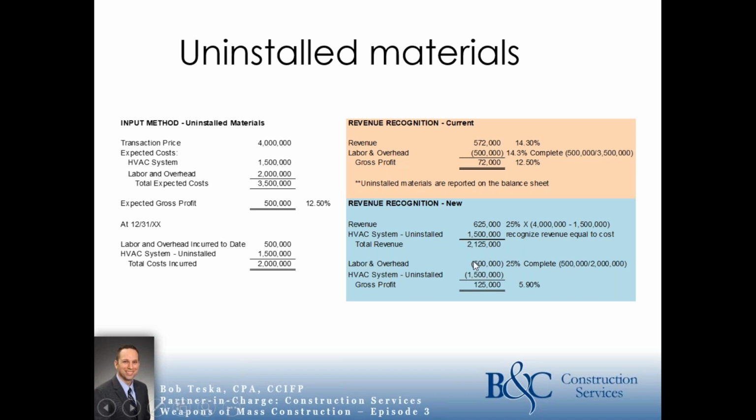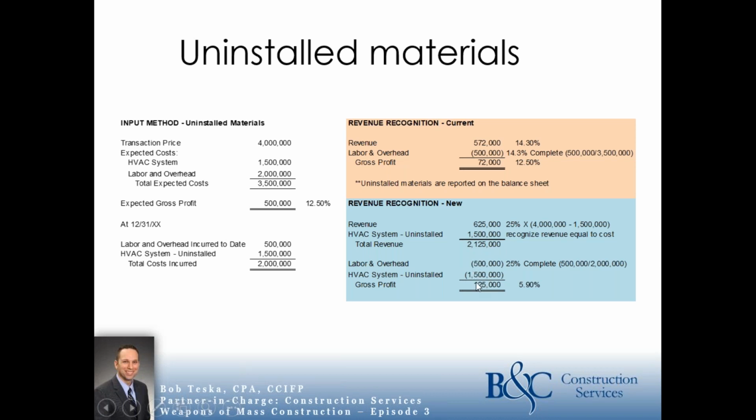Your costs are going to be the $500,000 of overhead, and then you're going to have costs equal to the revenue you're recognizing on the uninstalled materials here. So your gross profit is going to be $2.1 million minus these $2 million in costs. So your gross profit is only going to be $125,000 or 5.9%. The only gross profit you're getting is on the labor and overhead piece of the cost that you've incurred. So 25% of the labor and overhead, 25% of the revenue associated with that. So 625 minus the 500.